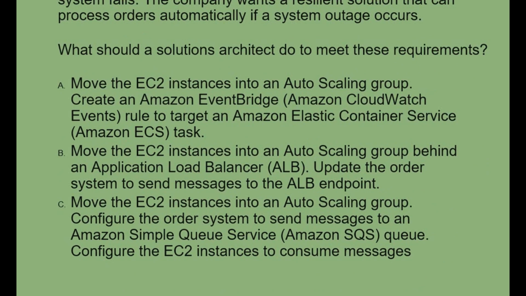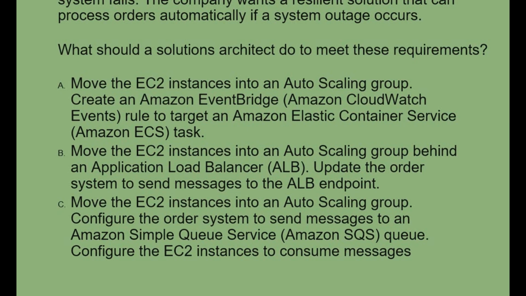Option A. Move the EC2 instances into an auto-scaling group. Create an Amazon EventBridge, that is Amazon CloudWatch Events rule to target an Amazon Elastic Container Service, Amazon ECS task. Option B, move the EC2 instances into an auto-scaling group behind an Application Load Balancer, ALB. Update the order system to send messages to the ALB endpoint.